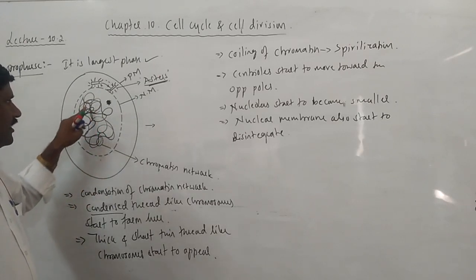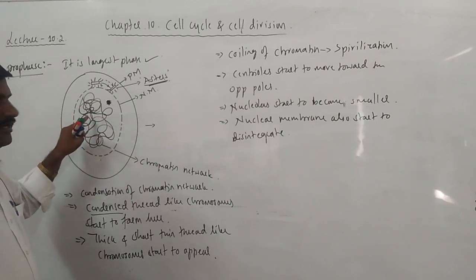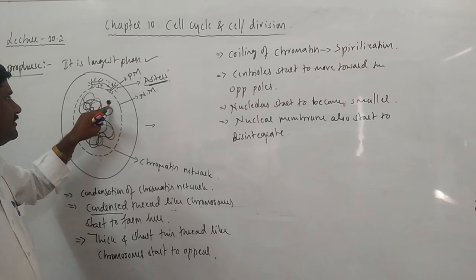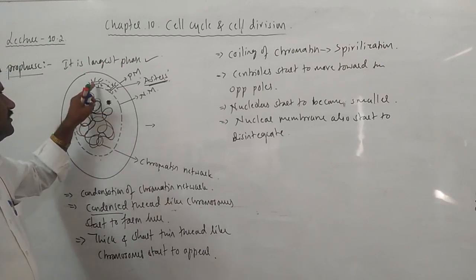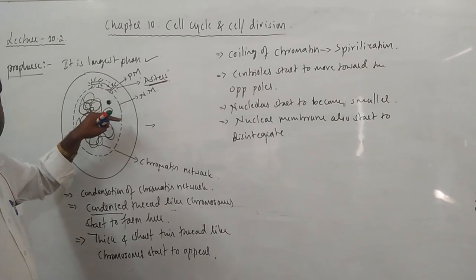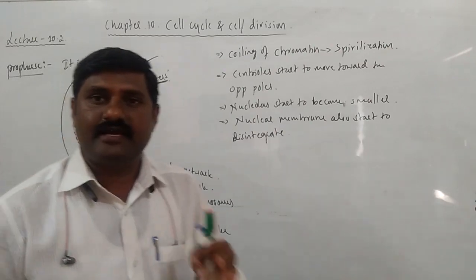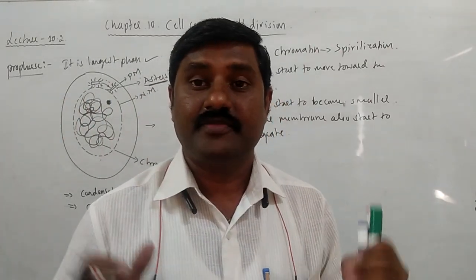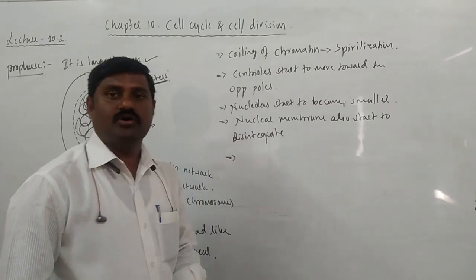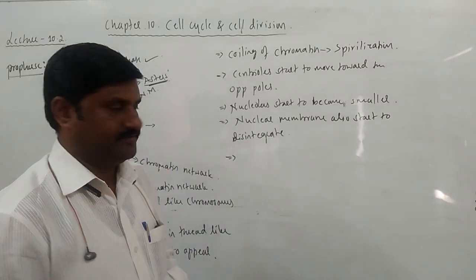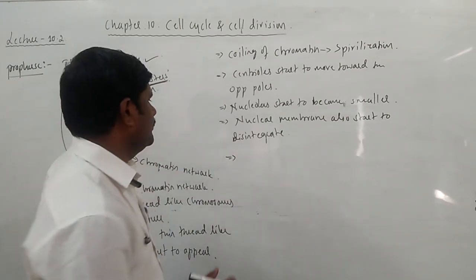Gradually the condensation of chromatin into chromosomes is taking place. Gradual disappearance of the nucleolus is taking place. Movement of the asters towards opposite poles is taking place. All these are the activities that take place initially. This is prophase, what takes place initially.